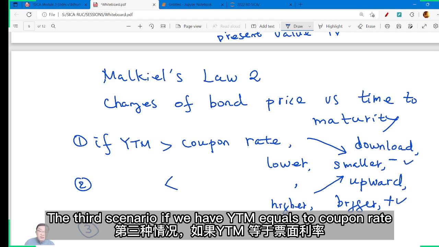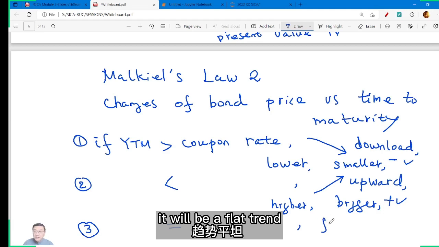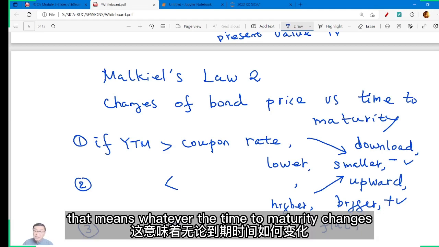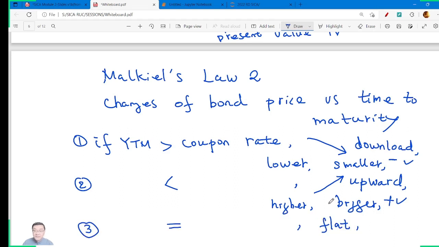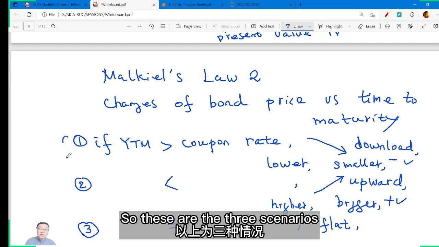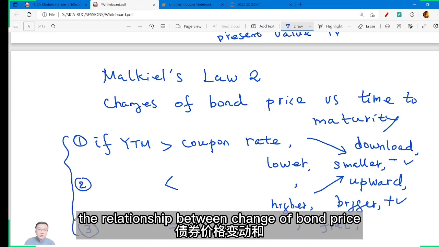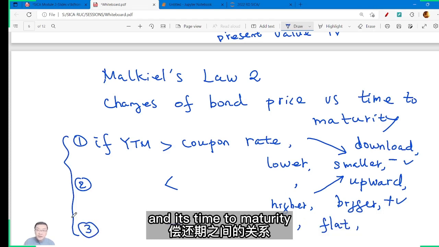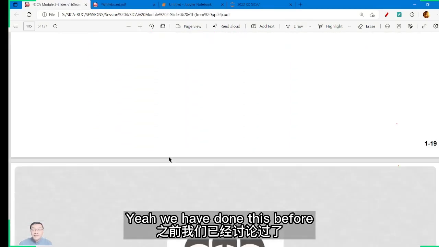The third scenario, if we have YTM equals to coupon rate, it will be a flat trend. That means whatever the time to maturity changes, bond price does not change, right? So these are the 3 scenarios when we talk about Moki's law number 2, the relationship between change of bond price and its time to maturity. Yeah, we have done this before.